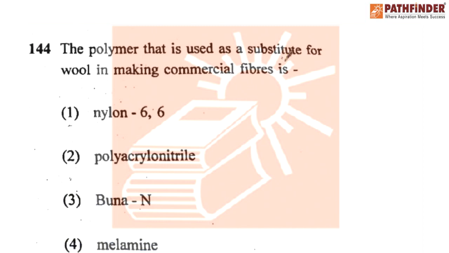Now the polymer that is used as a substitute for wool in making commercial fiber is also a question given directly from NCERT. It will be polyacrylonitrile. Okay, it is an informative question. We have to study NCERT very well to get adapted to these sorts of questions in future also.